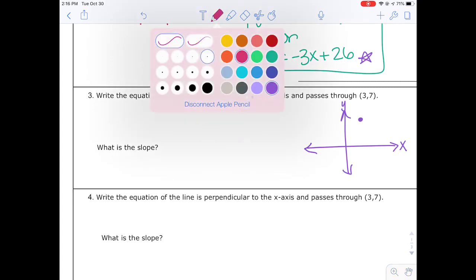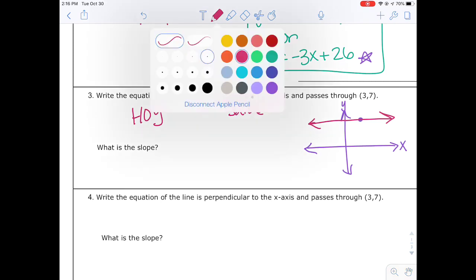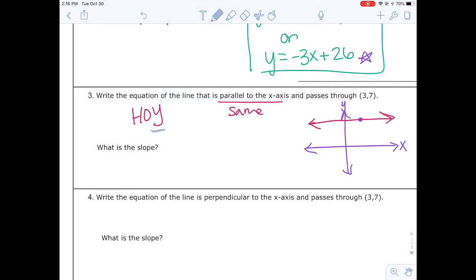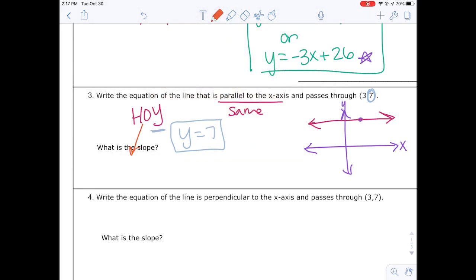And then parallel to the x-axis means it's the same as the x-axis. So if I draw something that looks like the x-axis, it looks like this. That is going to be a HOY. So with a HOY, the equation is y equals the y from the point that you were given. So the y of my point is 7. And then with a slope, the O in HOY tells me it is 0. So you can write 0 or put a 0.